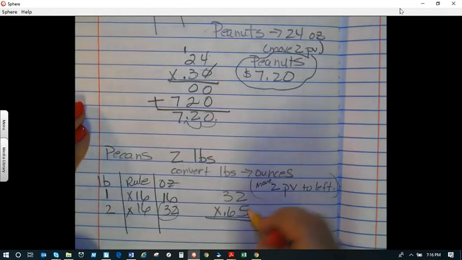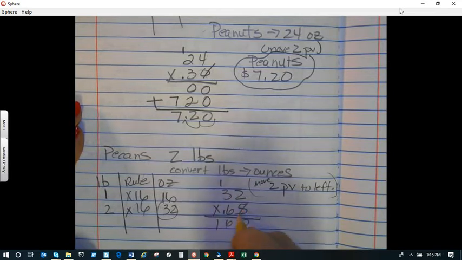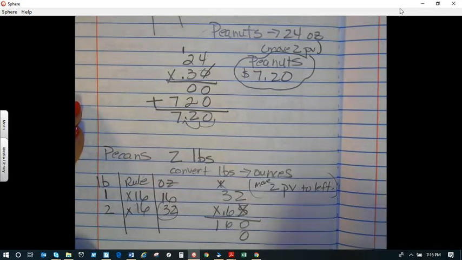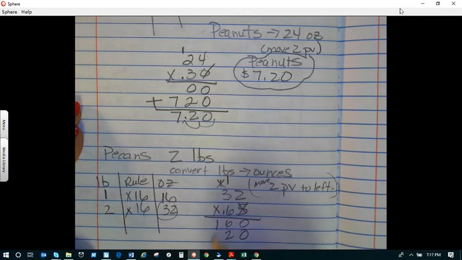All right, 5 times 2 is 10. Carry my 1. 5 times 3 is 15, plus 1 is 16. I'm done with my 1s, and my 0 is my hero. Moving over to my 10s place. 6 times 2 is 12. Carry my 1. 6 times 3 is 18, plus 1 is 19.